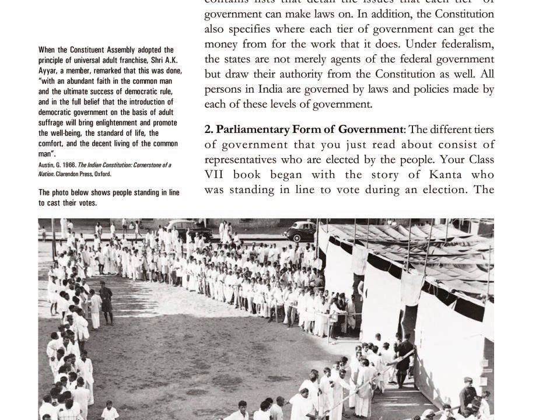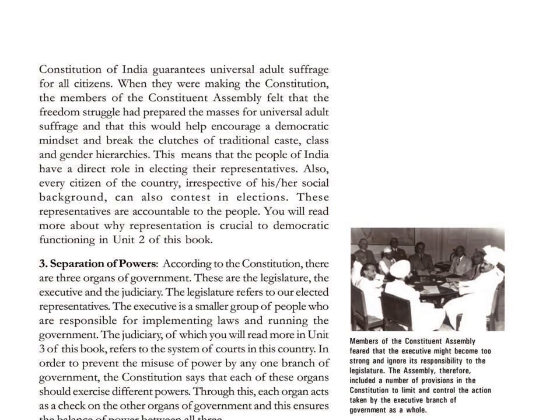Next, under parliamentary form of government, people elect their representatives. These representatives are accountable to the people. What is accountable to the people? If anything happens in our country, like a rise in prices of petrol or essential commodities, we can question them and they are answerable to us. So these leaders are accountable to us because we have given them the power, so they have to give the answer. This is the parliamentary form of government. Our third feature is separation of powers.